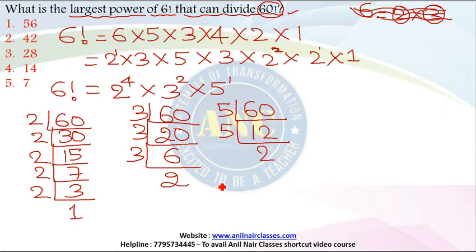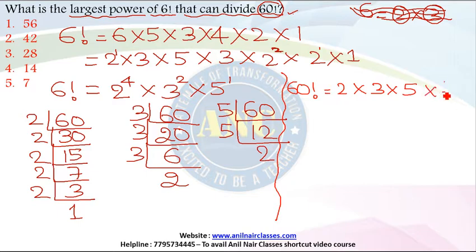Can I write it as 60 factorial? Let me write it here. 60 factorial can be written as 2 power something into 3 power something into 5 power something into some constant. 2 power how much? 30 plus 15 is 45, plus 7 is 52, plus 3 is 55, plus 1 is 56. It is 2 power 56. 3 power 20 plus 6 is 26, plus 2 is 28. 3 power 28, into 5 power 12 plus 2 is 14.